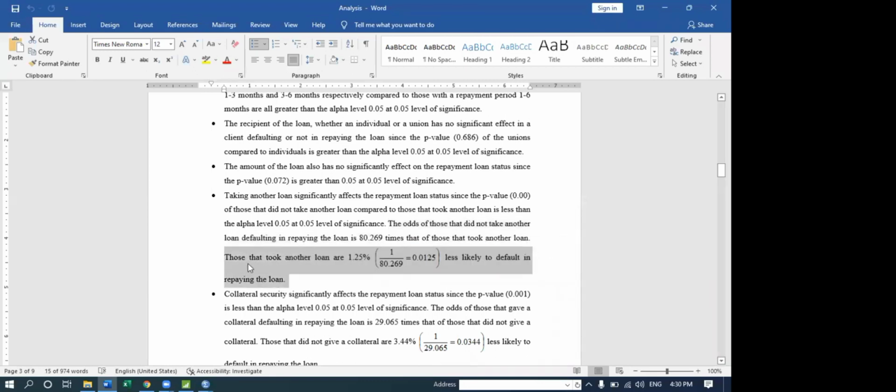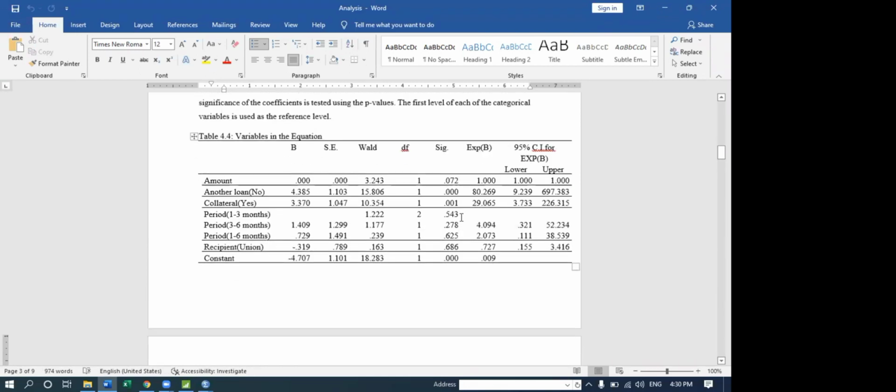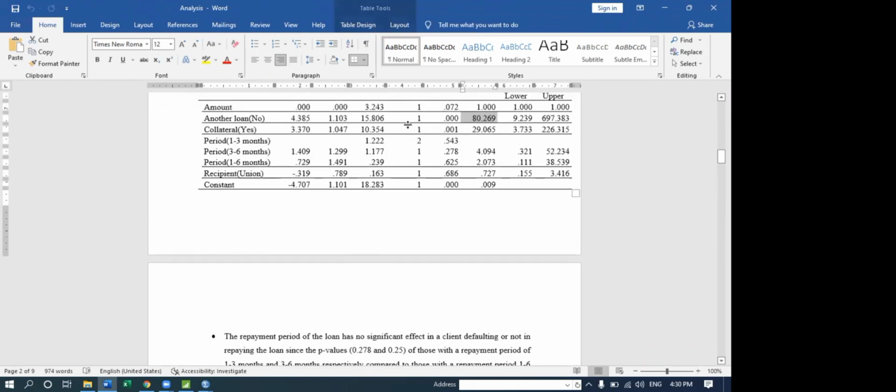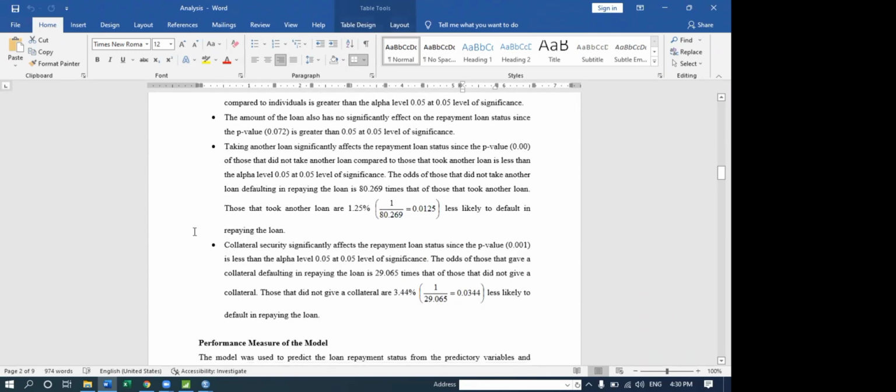Now, I don't take the reciprocal always. The only time I take the reciprocal, when I want to interpret based on the likeliness, is when this value is more than 1 or 2. That's when I take it. So when I take the reciprocal, I also take the reciprocal of this. So this is what it will be.